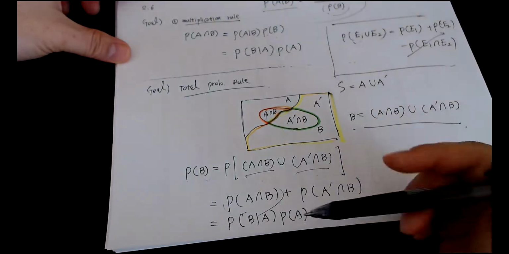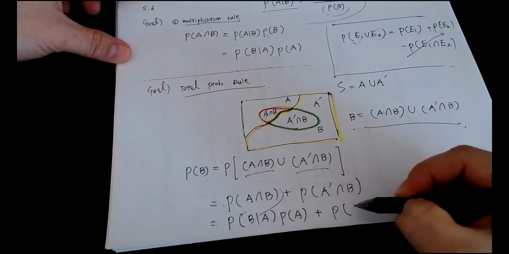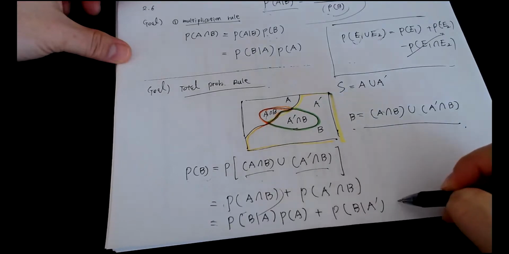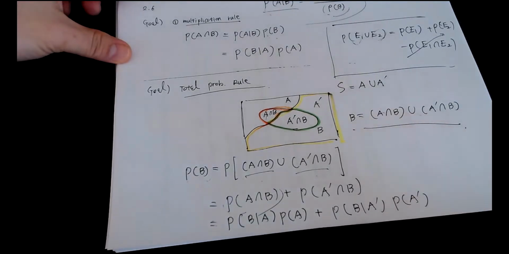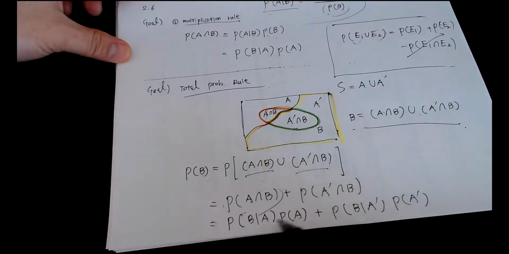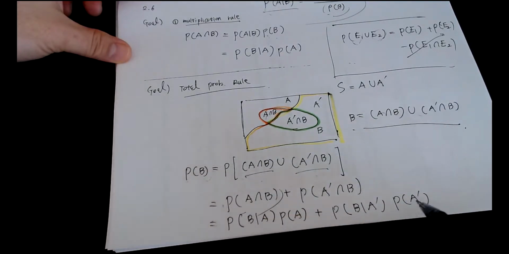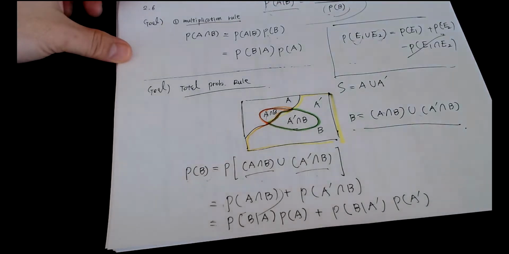Now plus, and then this one is what? P of B given A prime, and then P of A prime. Okay, we can express that. So we applied the multiplication rule here and here, and we got this. So P of B can be expressed totally in terms of conditional probabilities relating to A. That's the total probability rule. So now then, give me a second.